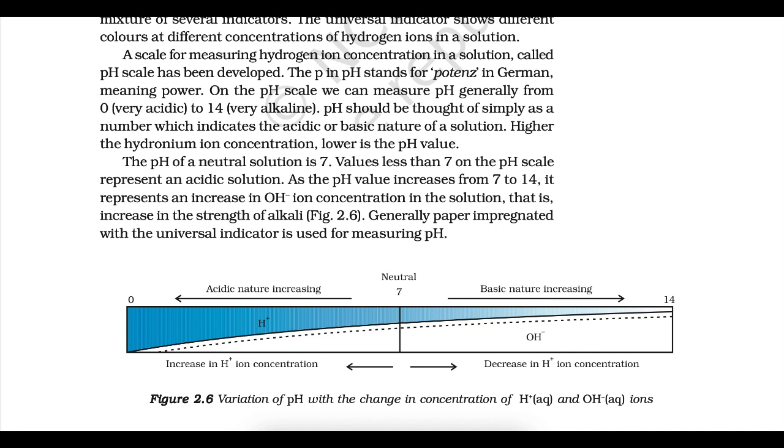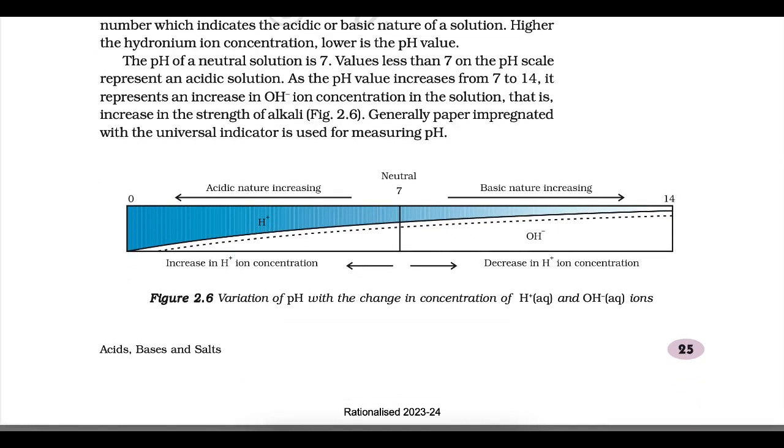Higher the hydronium ion concentration, lower is the pH value. The pH of a neutral solution is 7. Values less than 7 on the pH scale represent an acidic solution. As the pH value increases from 7 to 14, it represents an increase in OH ion concentration in the solution, that is, an increase in the strength of alkali.